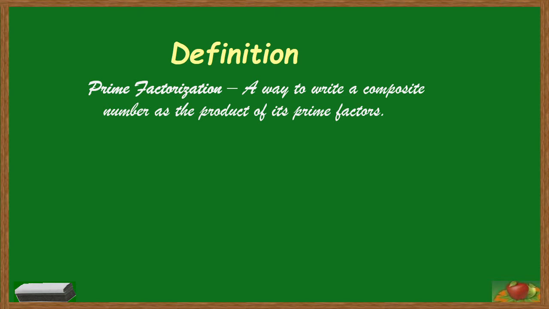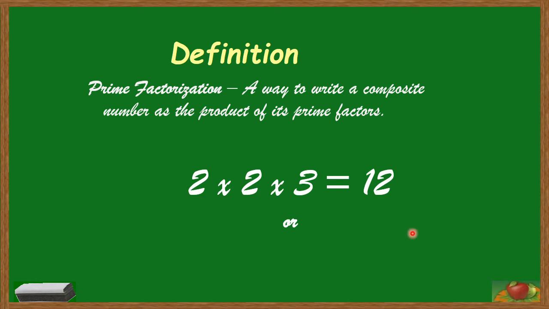When we say prime factorization, it is a way to write a composite number as a product of its prime factors. So if it is a composite number, we're going to break it down into its prime factors only. Let's check. For example, we have 12. 12 is a composite number, right? But if we break down its factors, we will all get prime numbers, yes?